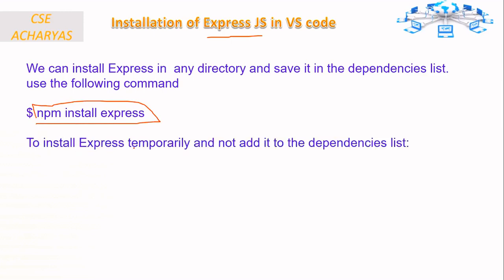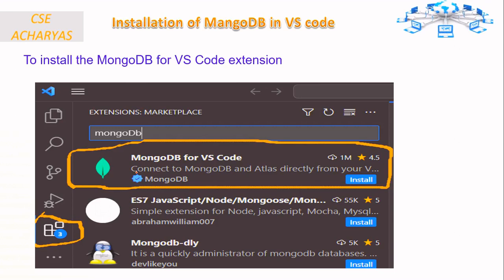To install Express temporarily and not add it to the dependencies list, what we have to do is type this command, npm install express --no-save. So this will not add any dependencies. This is how Express gets installed temporarily in Visual Studio.